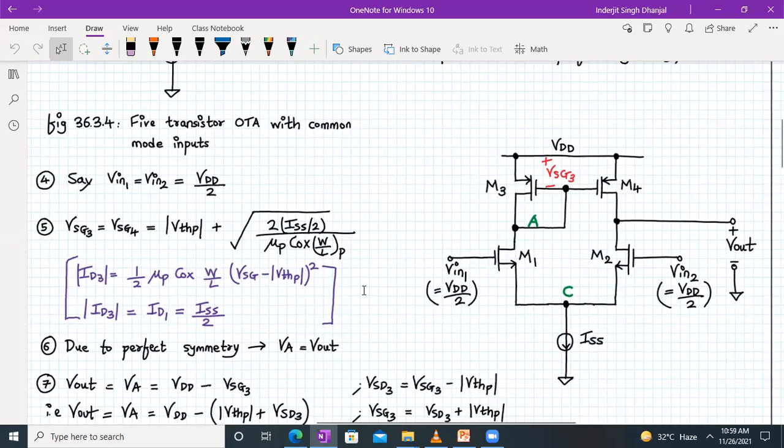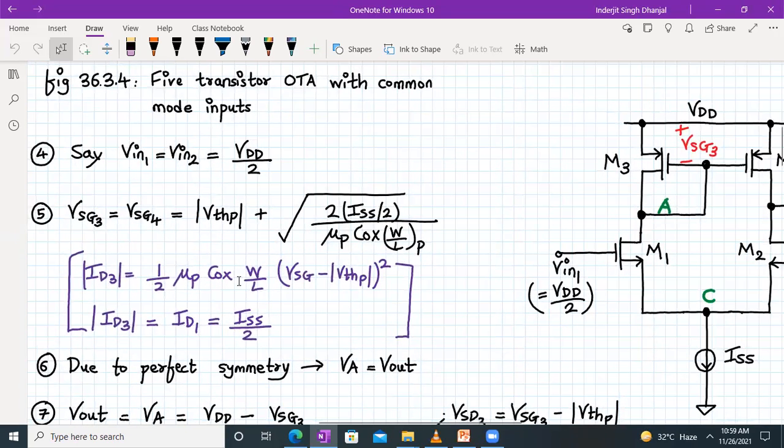So let's say that V in 1 and V in 2 is equal to VDD by 2. They are equal and their value is VDD by 2. So what will be VSG3 and VSG4, because VSG3 and VSG4 are same. We know that ID3 is given by the formula half mu p Cox W by L times (VSG minus mod of VTP) the whole square, correct? So we can write (VSG3 minus mod of VTHP) the whole square is equal to twice ID3 divided by mu p Cox W by L.